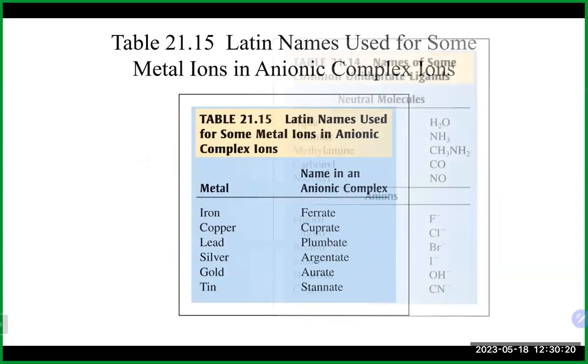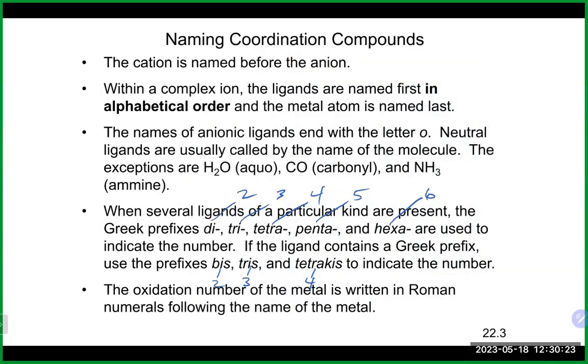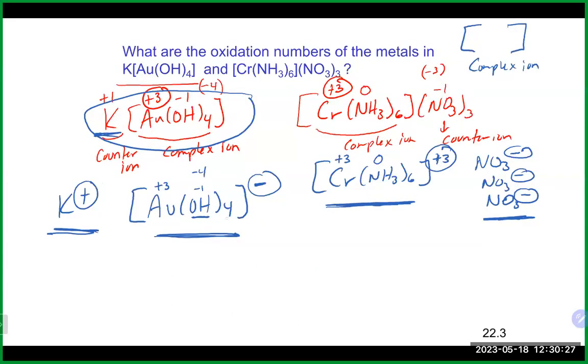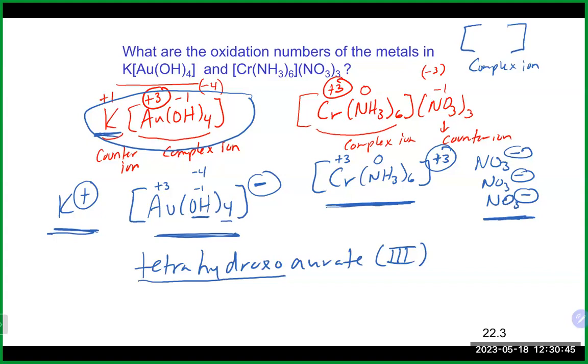So let's go back to that guy there. So we have 4, right? And 4 is tetra, hydroxo, aurate, Roman numeral 3. So this would be the complex ion part of the name. Again, ligands first, name of the metal, and then Roman numeral at the end.